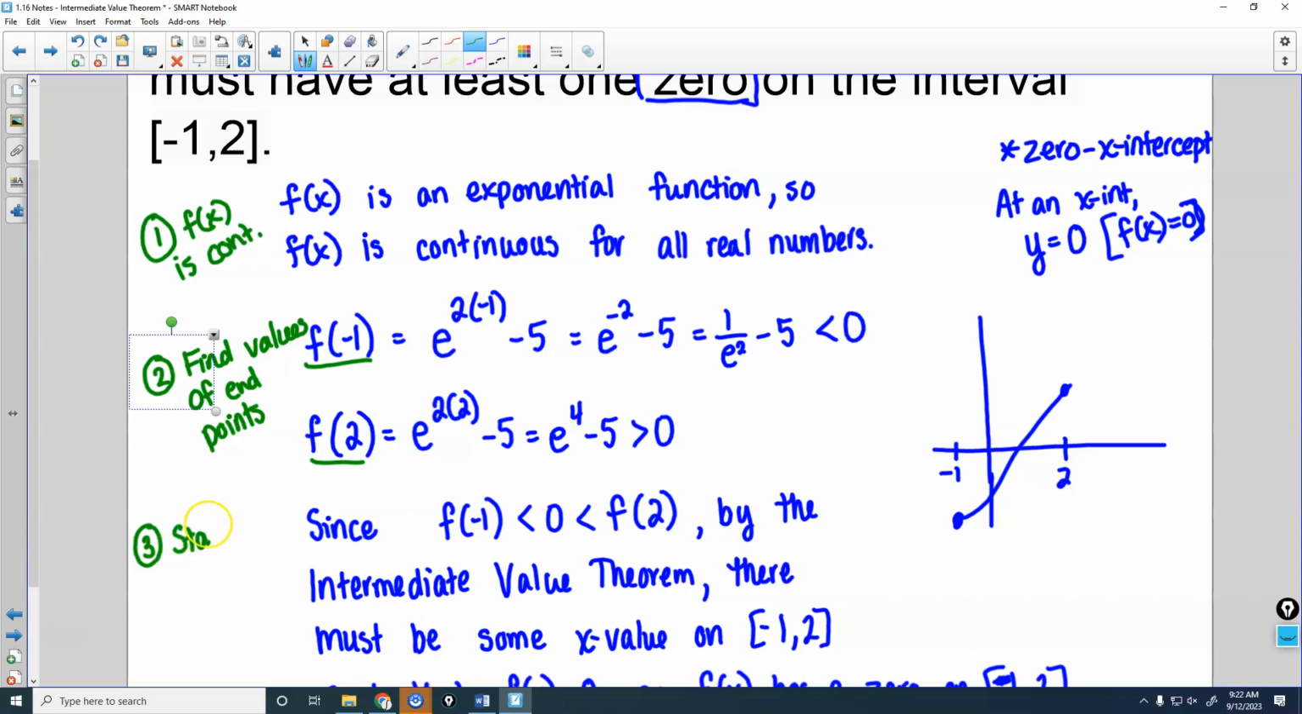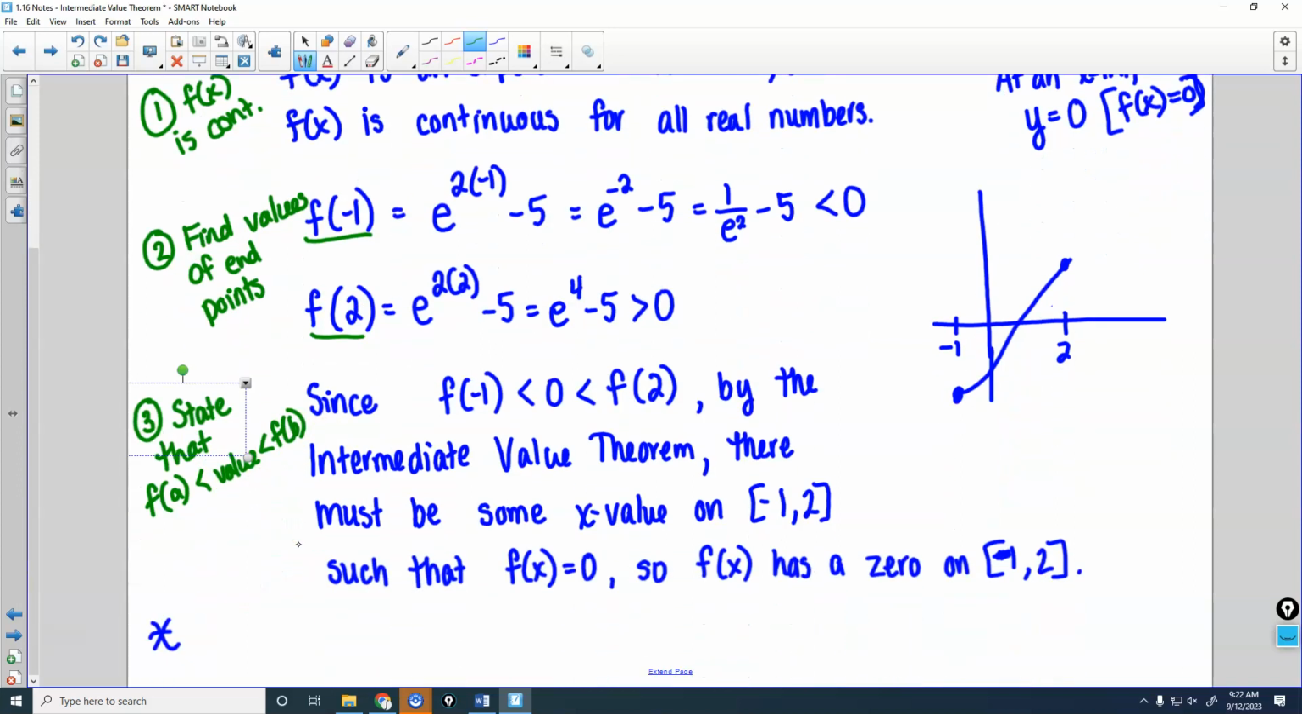State that f of a, I'm going to use an a and a b here, is less than your value, less than f of b. And then use, I'm going to call it IVT, but please do not call it IVT when you're writing out the whole thing. Intermediate value theorem to make conclusion.